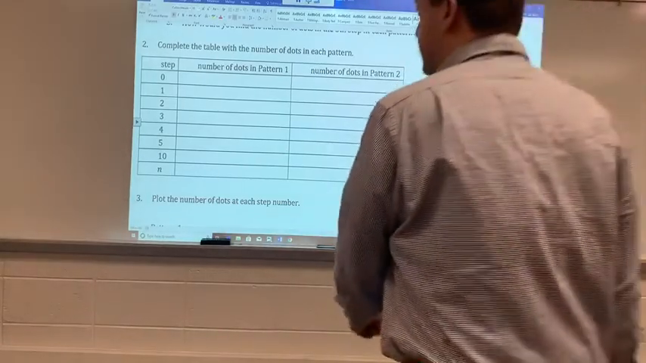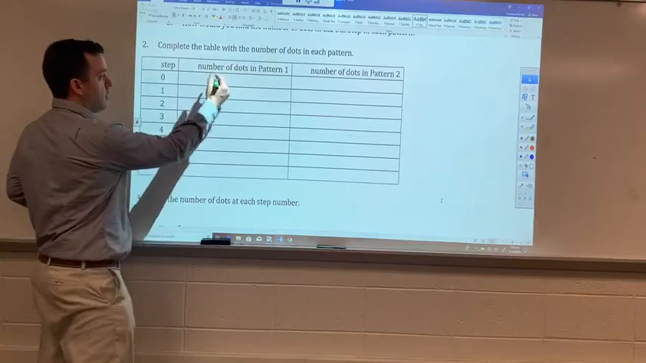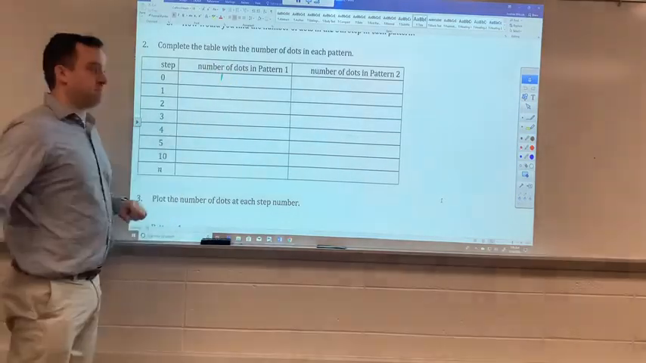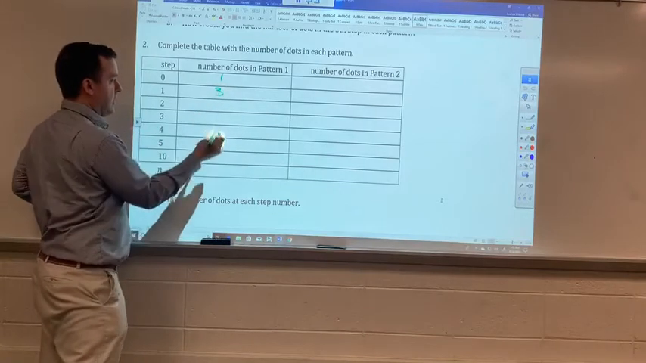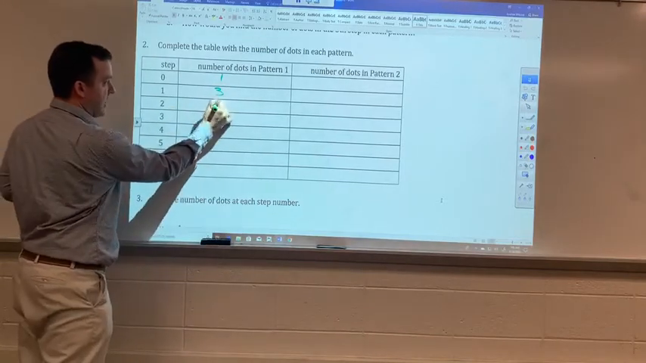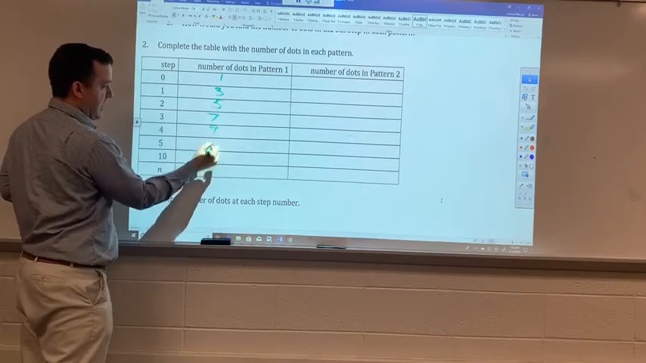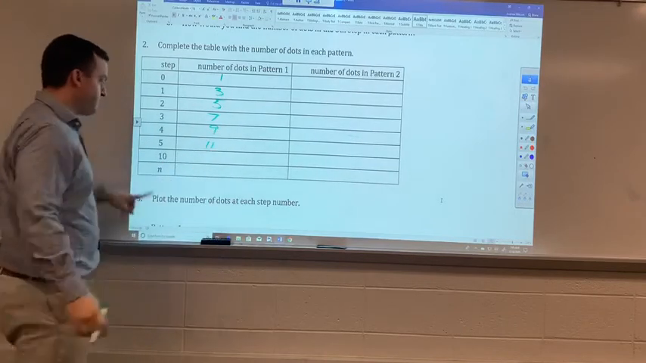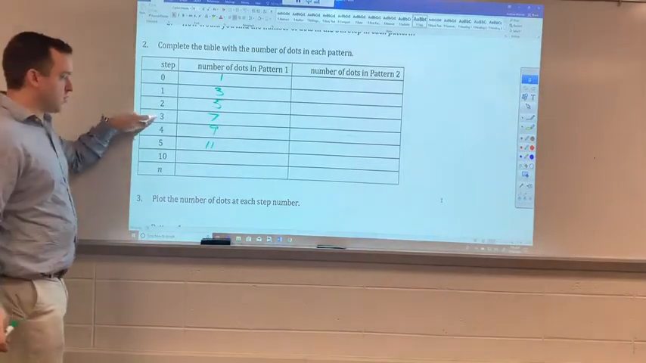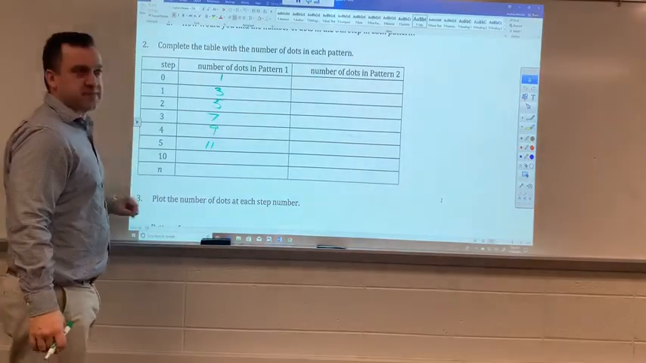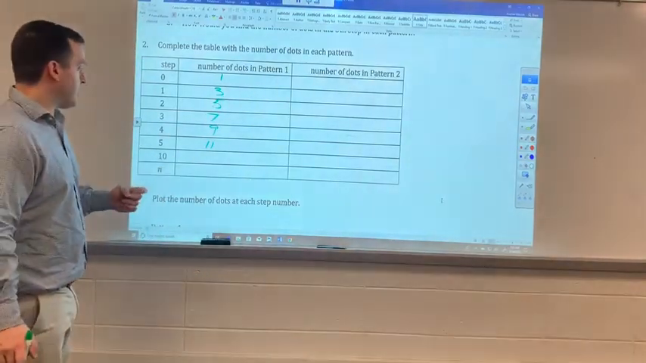In completing the table, for pattern 1, we started with 1 dot, and then every time we added 2. So this would be 3, adding 2 gives us 5, 7, adding 2 again would give us 9, and then 11. However, we notice the step number goes 0, 1, 2, 3, 4, 5, then it skips to 10. So we're better off right here using our equation.